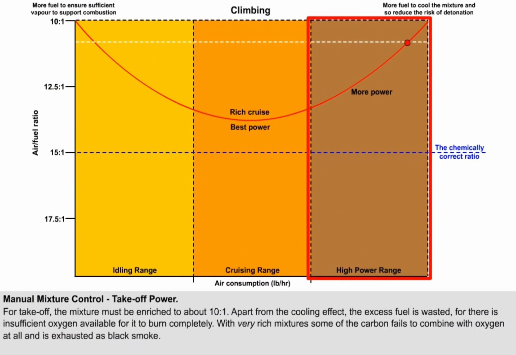When full power is selected for takeoff, the mixture must be enriched to about 10 to 1. Apart from the cooling effect, the excess fuel is wasted, for there is insufficient oxygen available for it to burn completely. The higher power results from a greater weight of charge induced in a given time, and not because of mixture enrichment. In practice, excess fuel vapor is not scavenged as vapor, because the oxygen is shared out to some extent, so that carbon monoxide is produced during combustion as well as carbon dioxide. With very rich mixtures, some of the carbon fails to combine with oxygen at all, and is exhausted as black smoke.